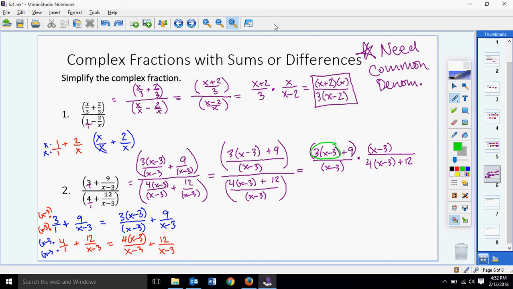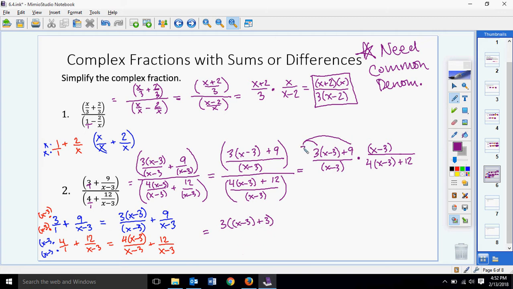So how does that change my simplification? Well, think about it this way. You have two terms here that you can factor something out of. What is in 3 times x minus 3 that's also in 9? Well, that would be a 3. If you factored out a 3 from each of these, you'd be left with x minus 3 plus a 3.